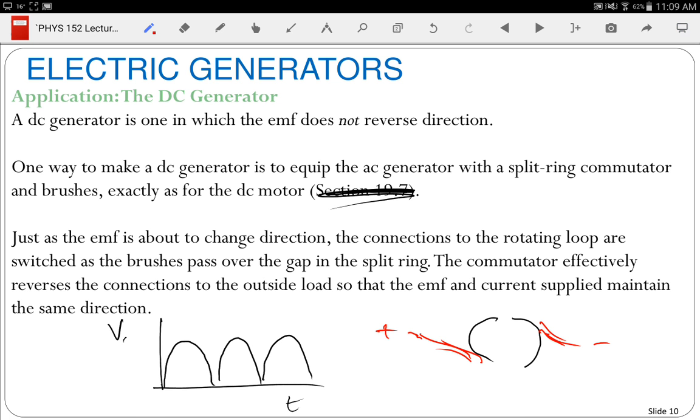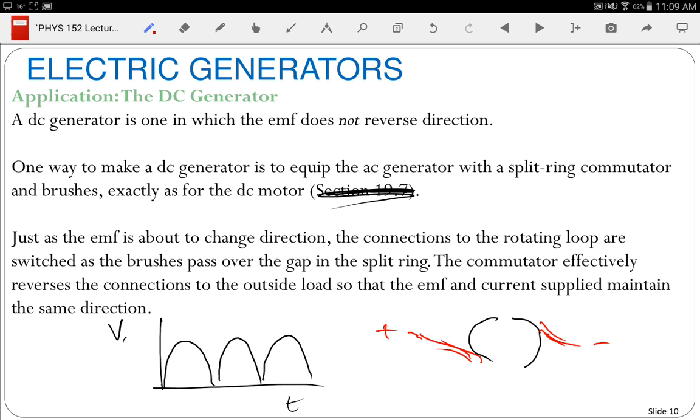Now, that's DC. Is that what you get from a battery? What's different? Okay, the battery should be smooth. This is anything but smooth. Oftentimes, we don't like it to be rough like this. So we do things to try to smooth it out.